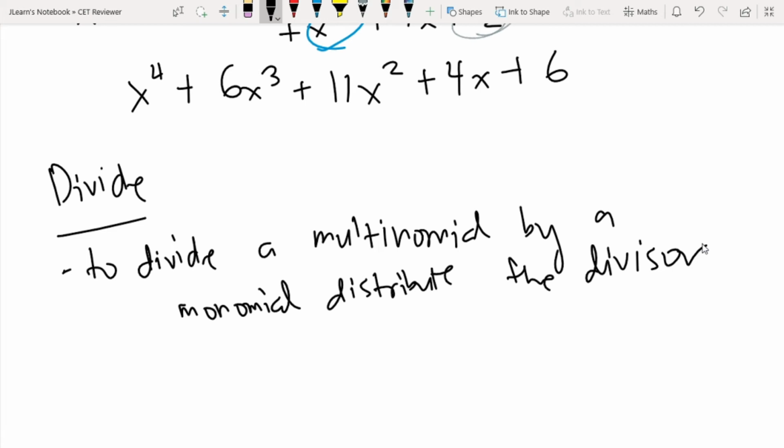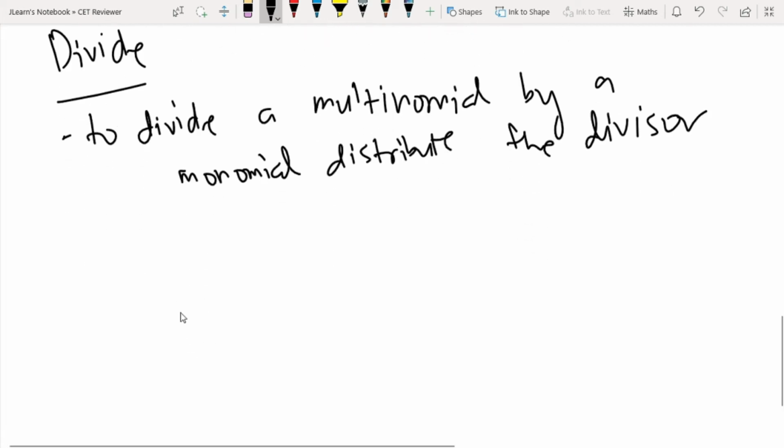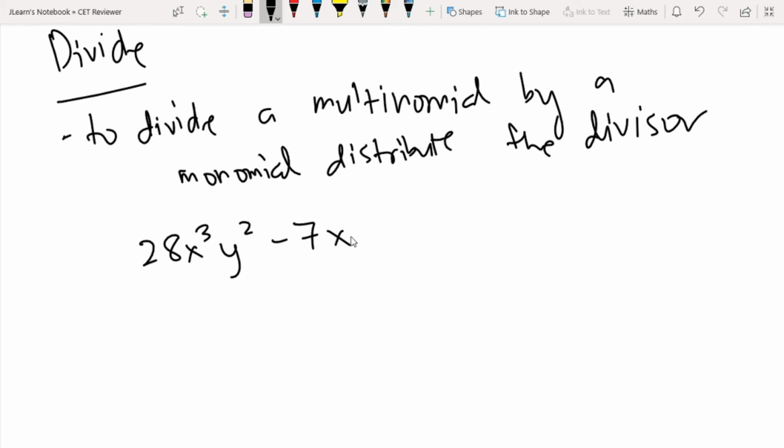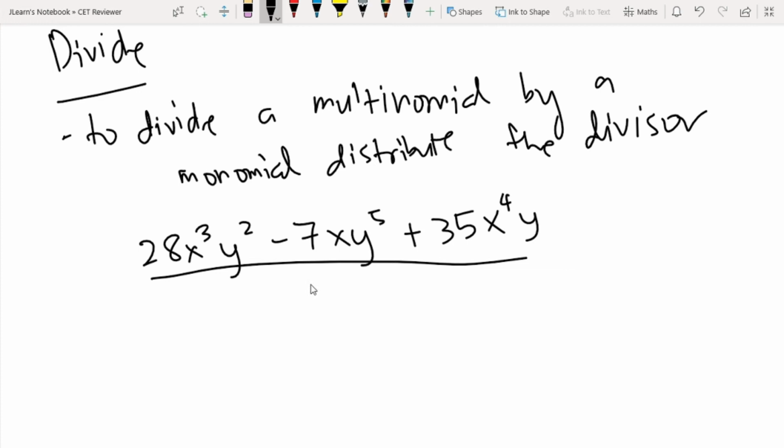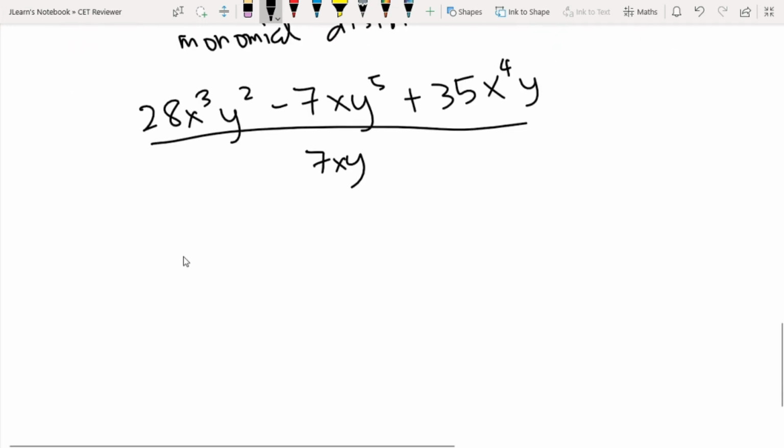So for example, let's have a big multinomial. Let's say 28x cubed y squared minus 7xy to the fifth plus 35x to the fourth y. Then let's divide it by 7xy. Okay? So, kailangan lang natin i-distribute yung divisor sa bawat isa sa kanila. So, how do we do that?